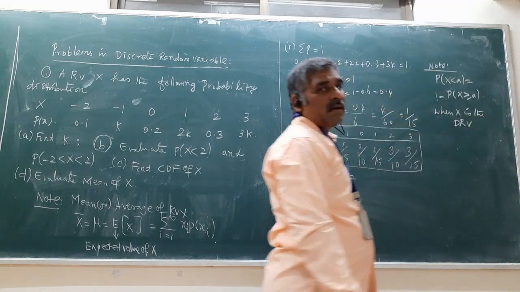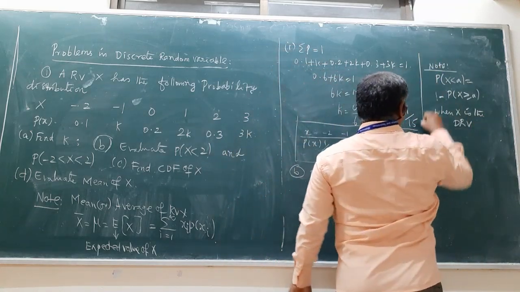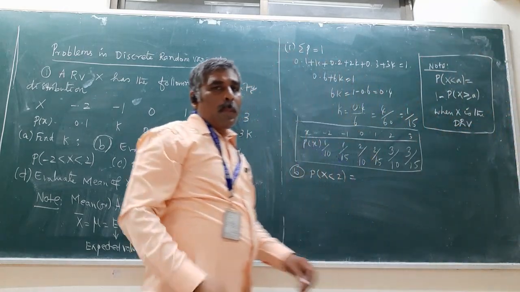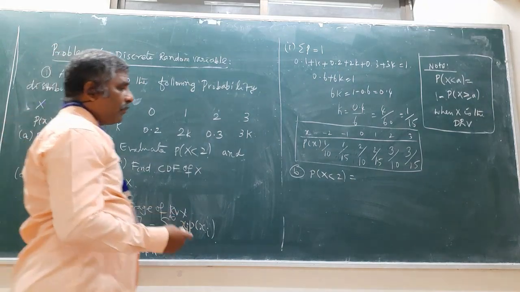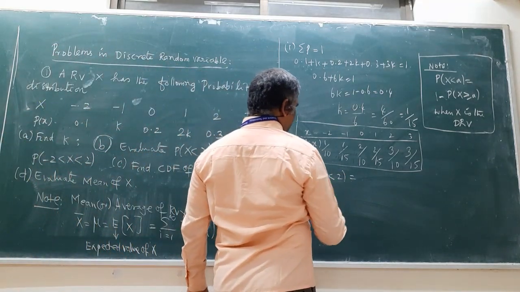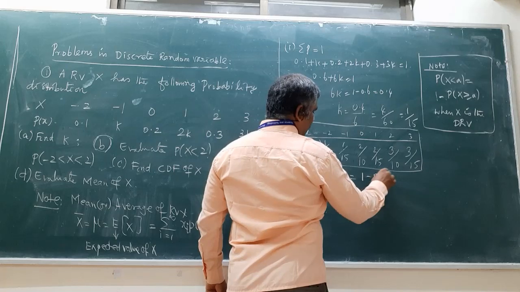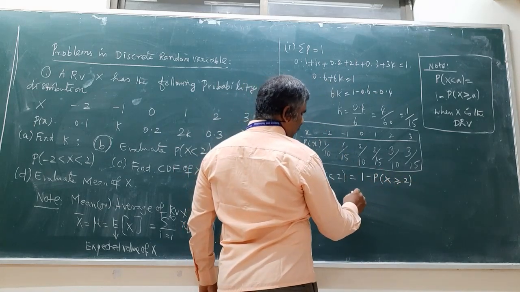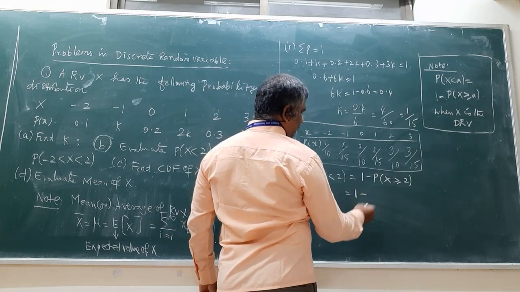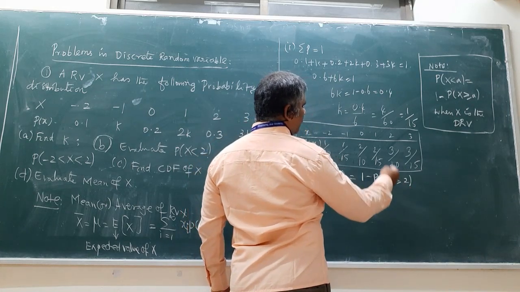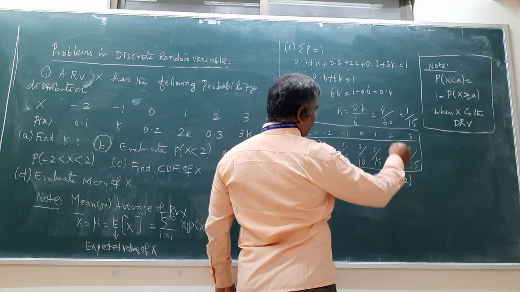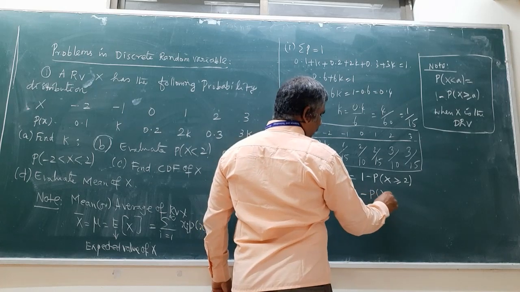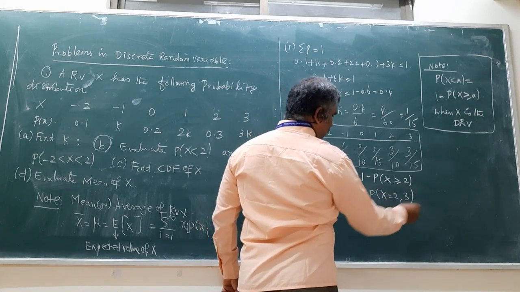When x is a discrete random variable. For the continuous random variable, the rule will be changed. So, probability of x less than 2 means 1 minus probability of x greater than or equal to 2. Therefore, 1 minus probability of x greater than or equal to 2 means equal to 2 and greater than 2. What are the values there? 2 and 3. Therefore, probability of x equal to 2, 3.